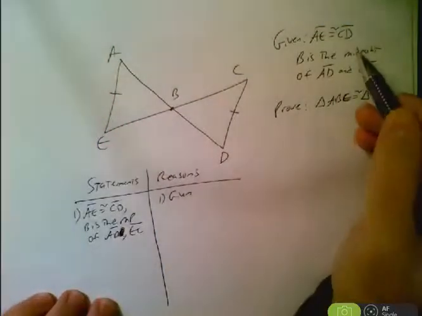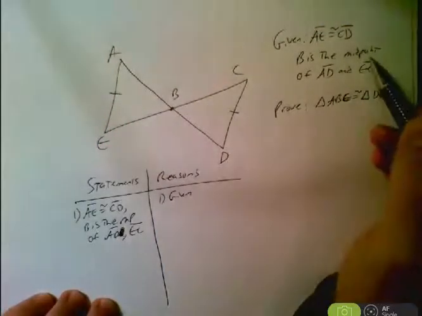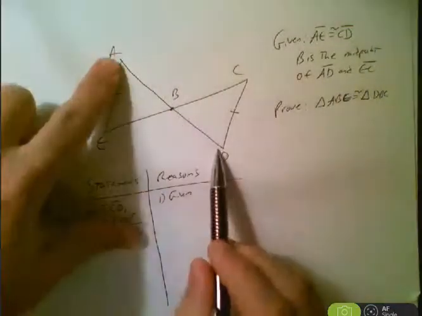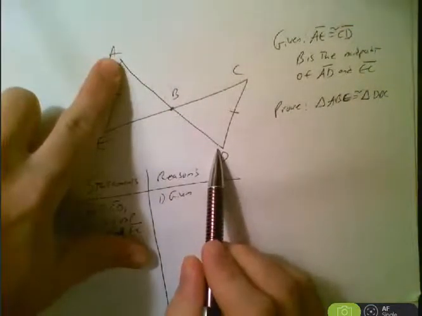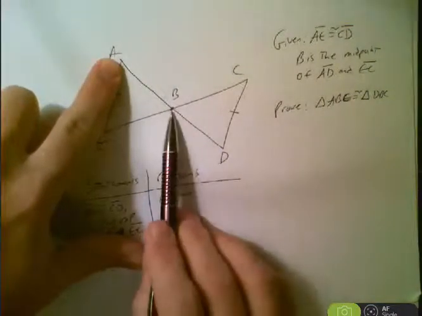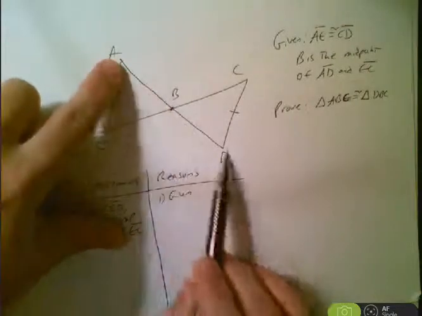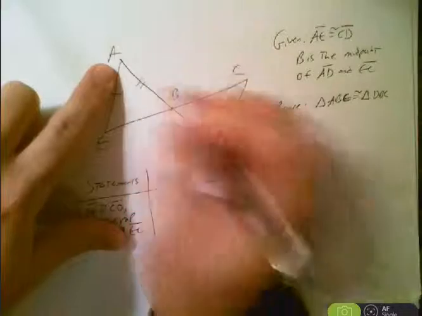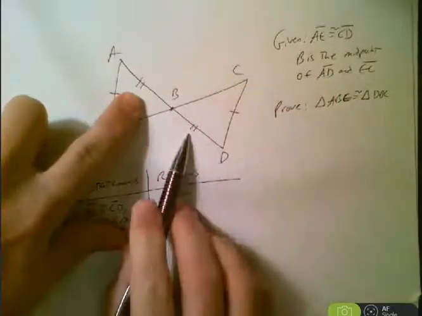Well, this B being the midpoint has got to do something for us. What does B being the midpoint of AD actually give us? Right? B has got to be directly in the middle. If B is directly in the middle of A to D, well then doesn't that mean that AB and DB would have to be the same thing?